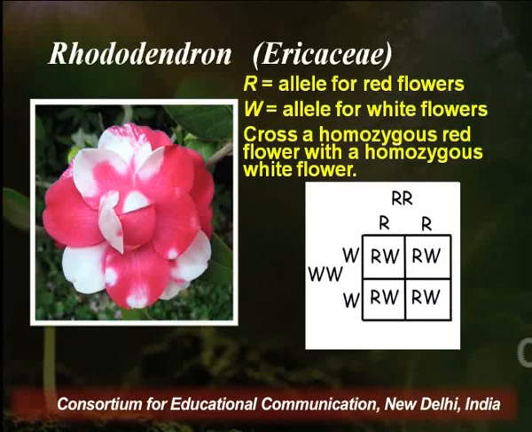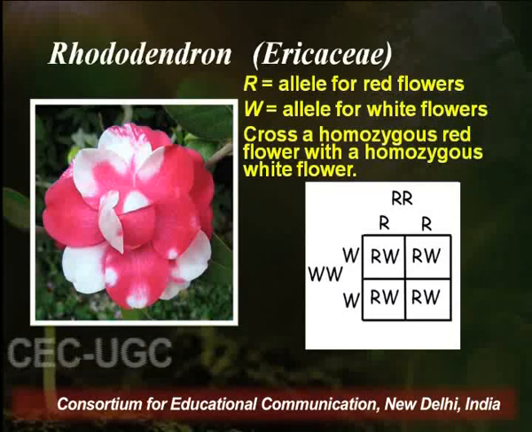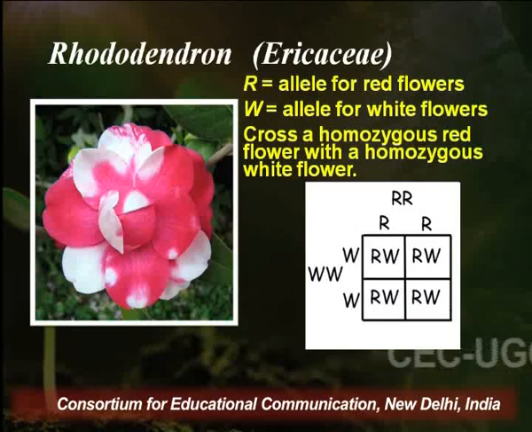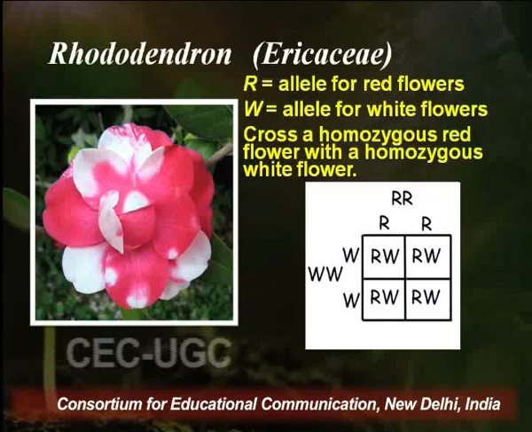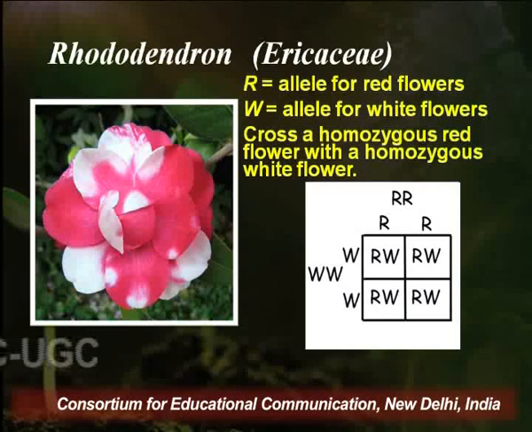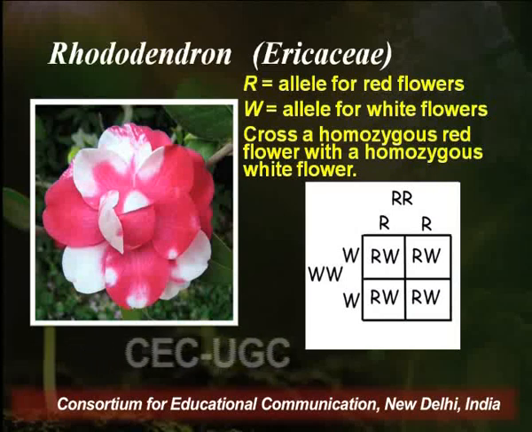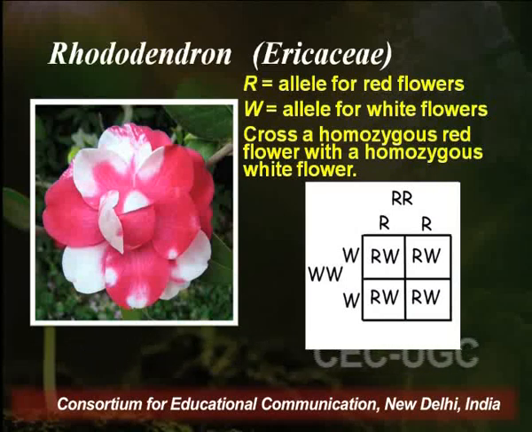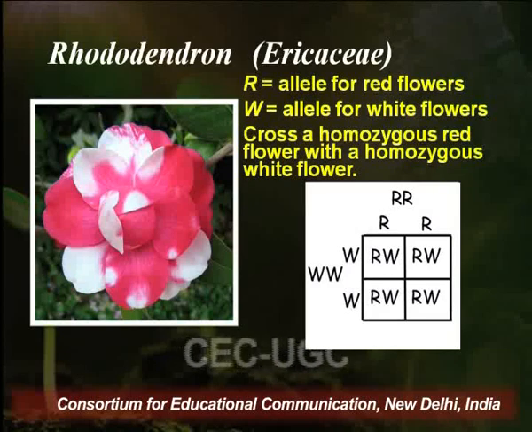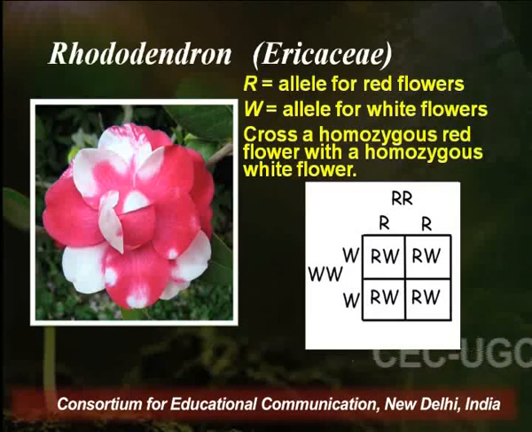Codominance manifests itself in plants too, and we have the beautiful flowers of rhododendron, which belongs to the family Ericaceae. Here we find the red allele, which controls the red pigment, and W for white. A cross between the two homozygous parents would end up with all the progeny having white as well as red flowers, beautiful ornamentations, beautiful complexes of white and red.